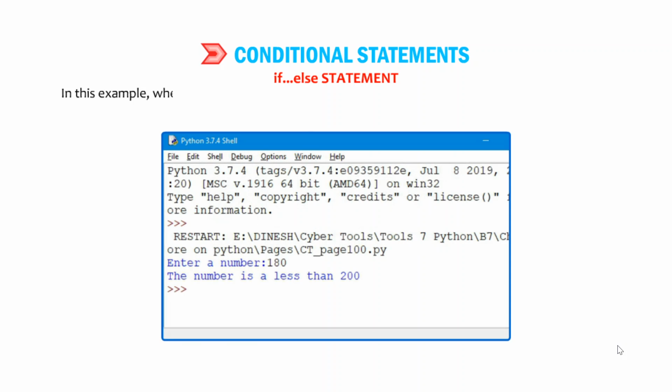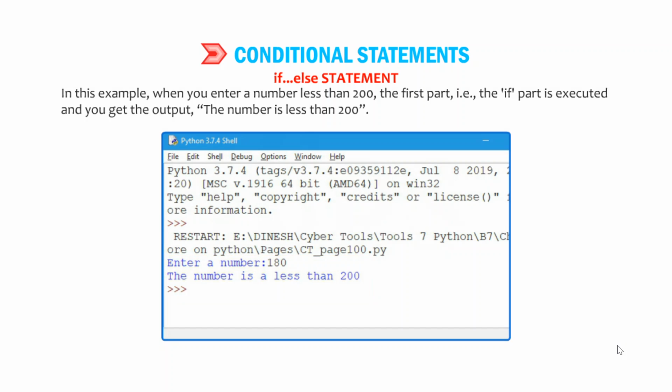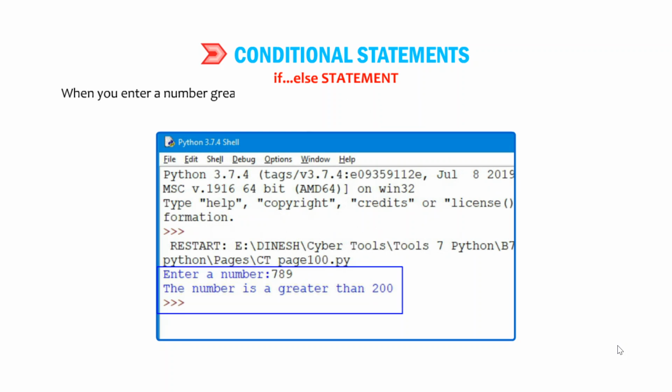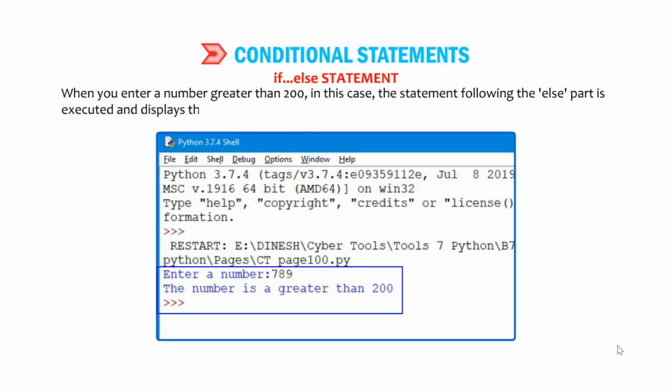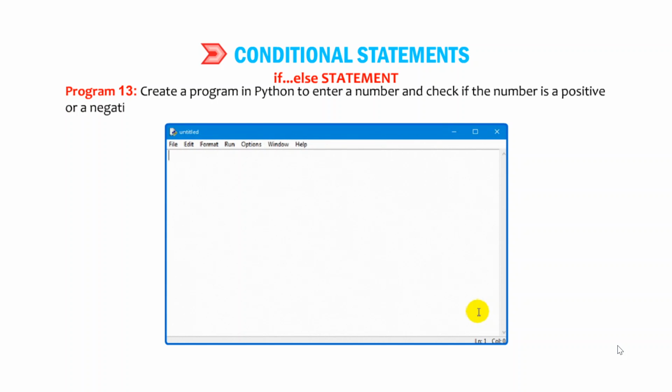In this example, when you enter a number less than 200, the first part, that is, the if part is executed and you get the output: The number is less than 200. When you enter a number greater than 200, in this case, the statement following the else part is executed and displays the output: The number is greater. Program 13. Create a program in Python to enter a number and check if the number is positive or negative.